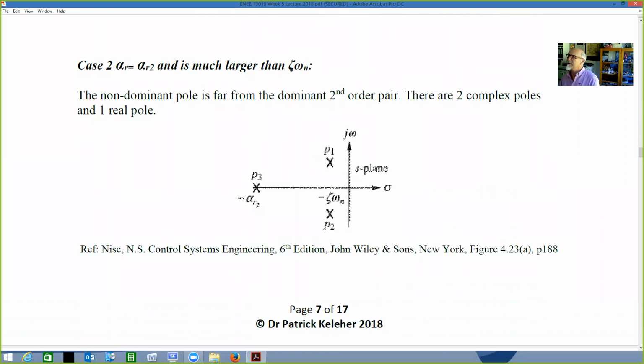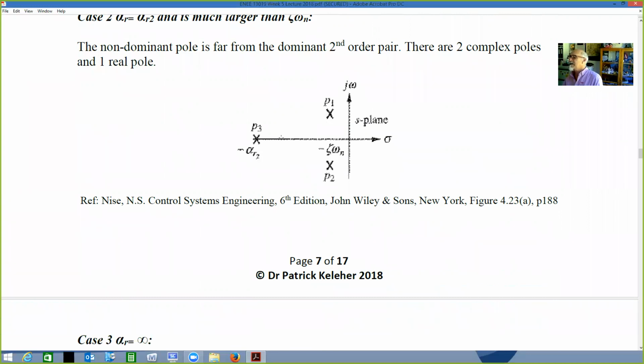In the second case, alpha r equals alpha r2, another value, and is much larger than that particular product of the damping ratio and the natural frequency. So the non-dominant pole is far from the dominant second order pair. There's a dominant second order pair, two complex poles and one real pole. See, it's on the real axis.